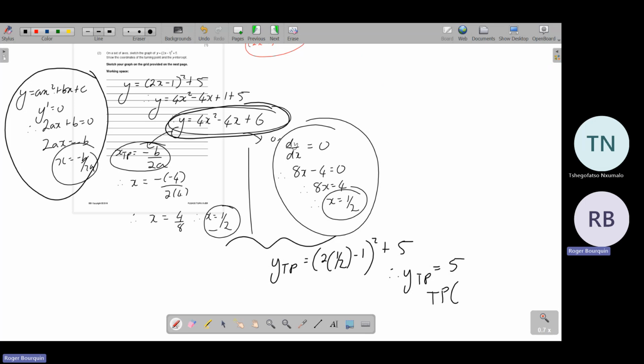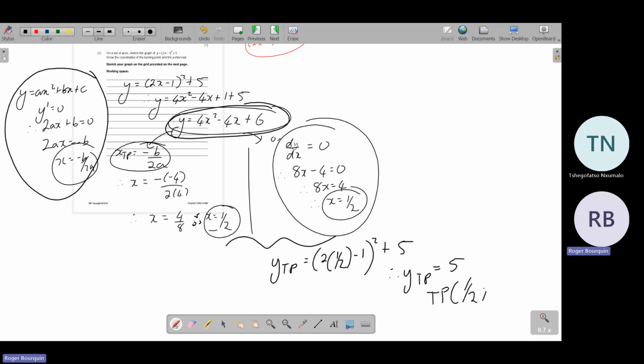I got 4 by 8, then I simplified it to a half, but I don't understand why those should be separate roots. They're the same root. You just said x equals 4 over 8, then x is equal to a half. It's not two separate roots, x is 4 over 8, which just means it simplifies to a half. Okay. Right, so your turning point is what?